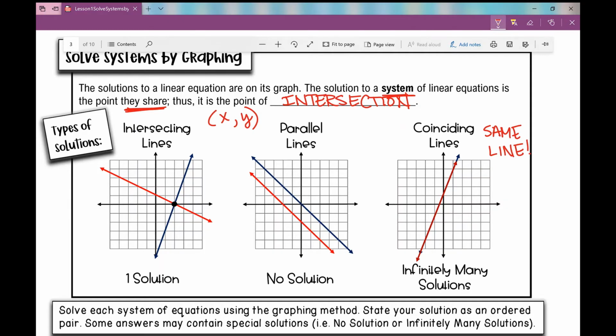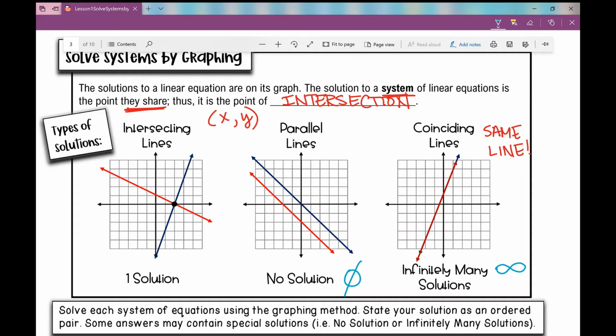Now, one of the things I love about math is all the little symbols that we can use. If I have no solution, a set of parallel lines, and my answer is no solution, I could do that. It means the same thing. No solution, empty set, no solution. Infinitely many solutions. I could put a little infinity sign right here. That means infinitely many solutions.